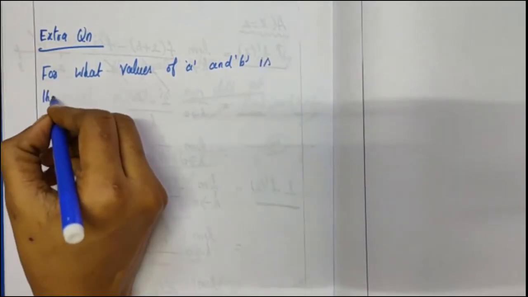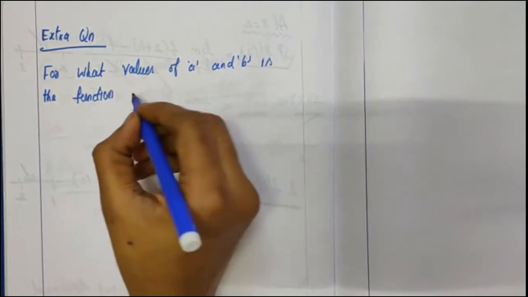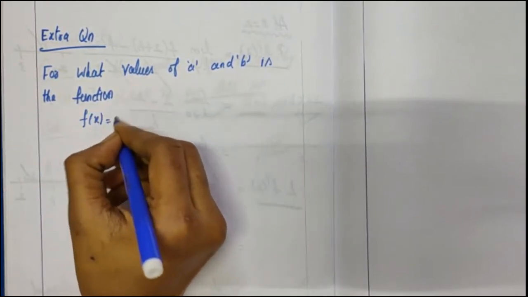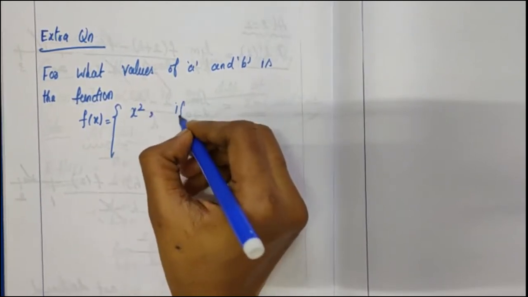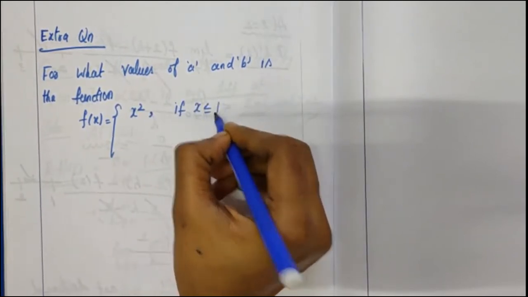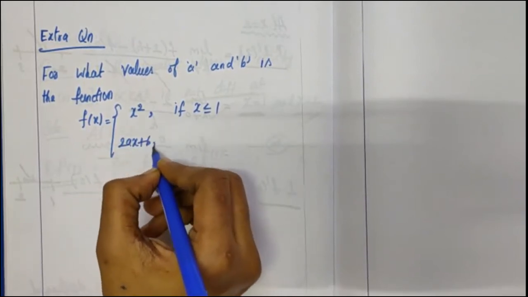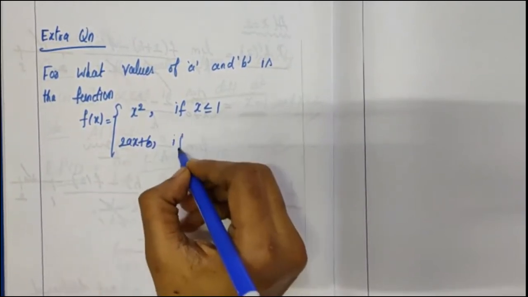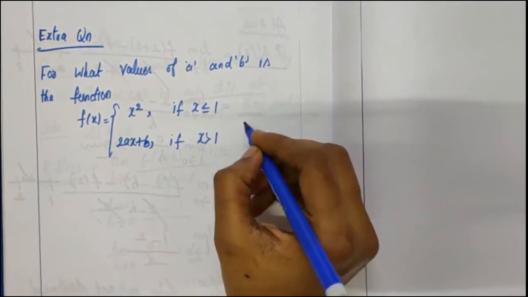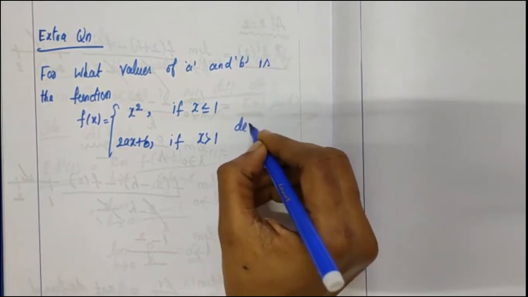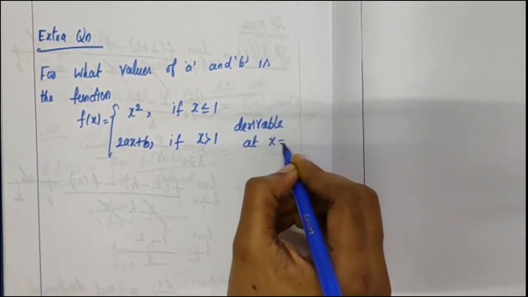Is the function f of x is equal to x square if x less than or equal to 1, 2ax plus b if x greater than 1, derivable at x is equal to 1. Derivable at x is equal to 1.